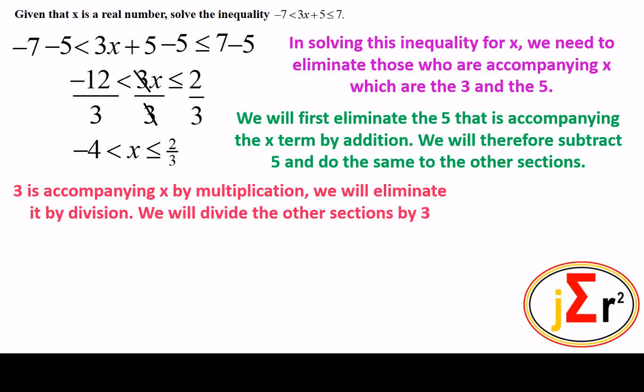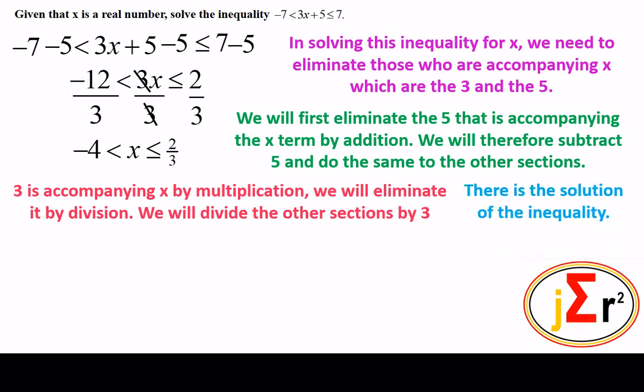The elimination of those that are accompanying the x, and as a matter of fact, treating the other sections in the same way, in such a way that they might be affected in the same way. There is the solution of the inequality. We have that as we read it as negative 4 is less than x is less than 2/3.